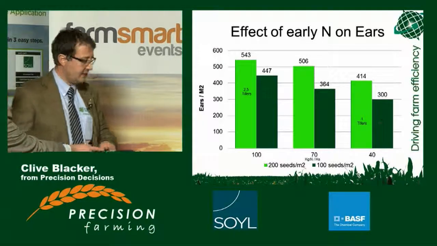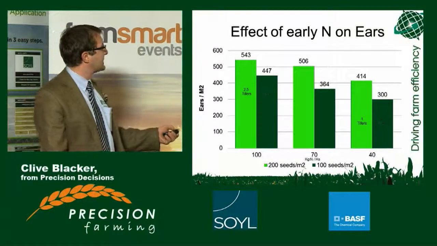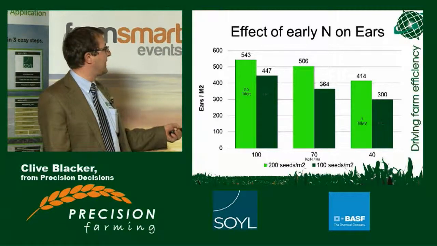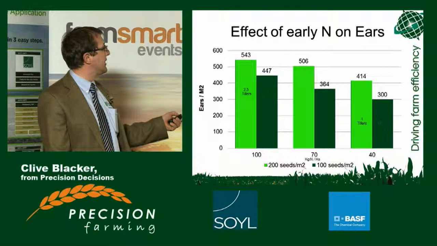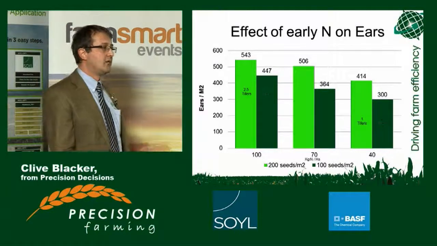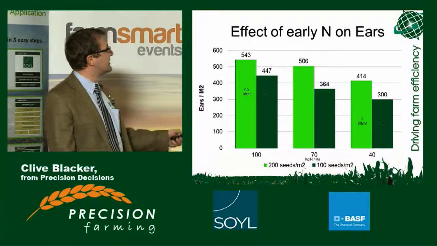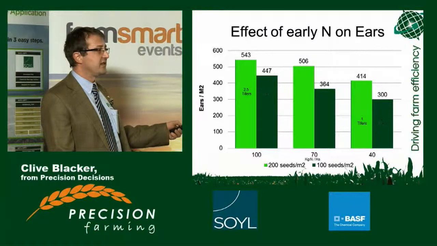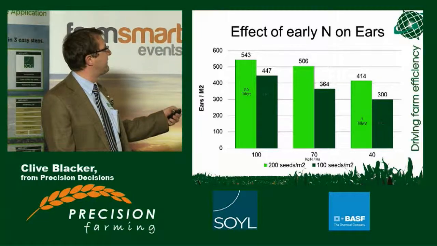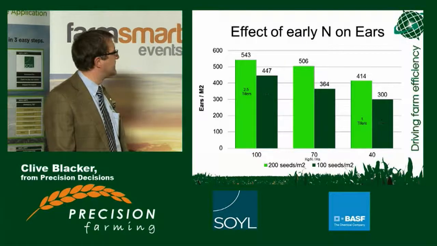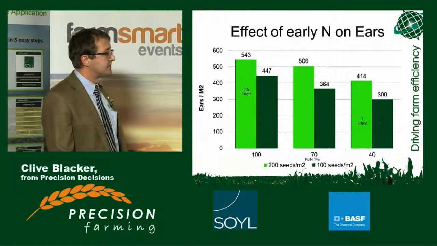Okay, thanks, Ian. So you can see here, at standard farm practice, we've only got one tiller. But by applying 100 kilos of nitrogen, we've managed to increase that to 2.5 at 200 seeds per square metre, up to 3.5 at 100 seeds per square metre, taking us up from 300 ears up to potentially 400 to 550 and 450, an extra 150 plants per square metre. Oh, not plants, but ears.